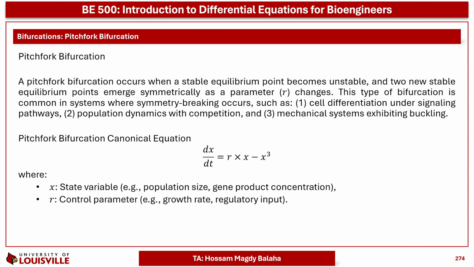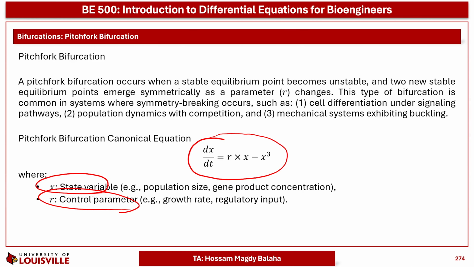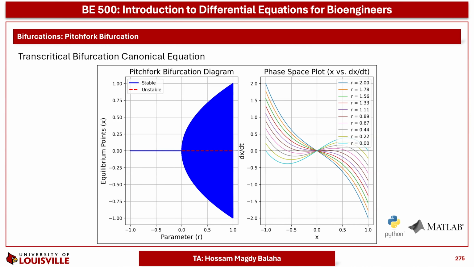Let's assume the canonical equation like here: dx by dt equals rx minus x cubed. x is a state variable and r is the control parameter that we need to vary to measure the x value. And this is a presentation of the bifurcation diagram for the system, r versus x.